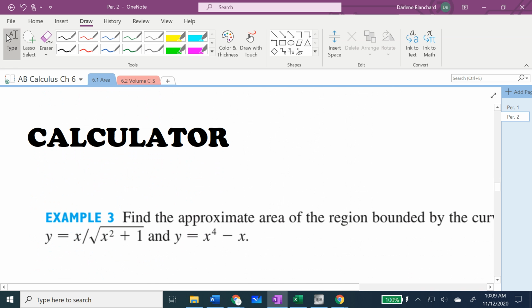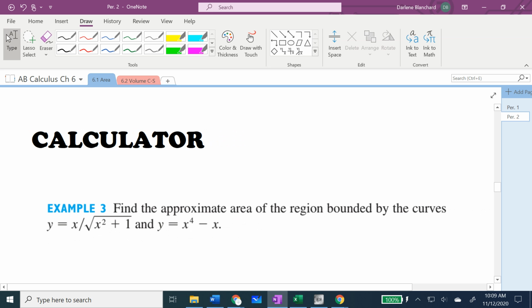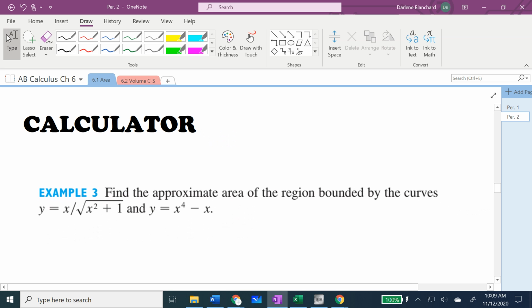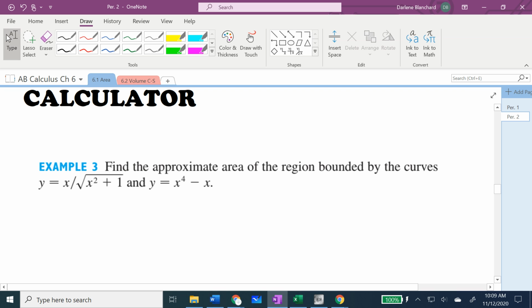Now, get out your calculator if you have one available. Problems usually don't say find the approximate area. They say find the area of the region bounded by the curves. So I want all of you to type these functions into your y1 and your y2 in your calculator.